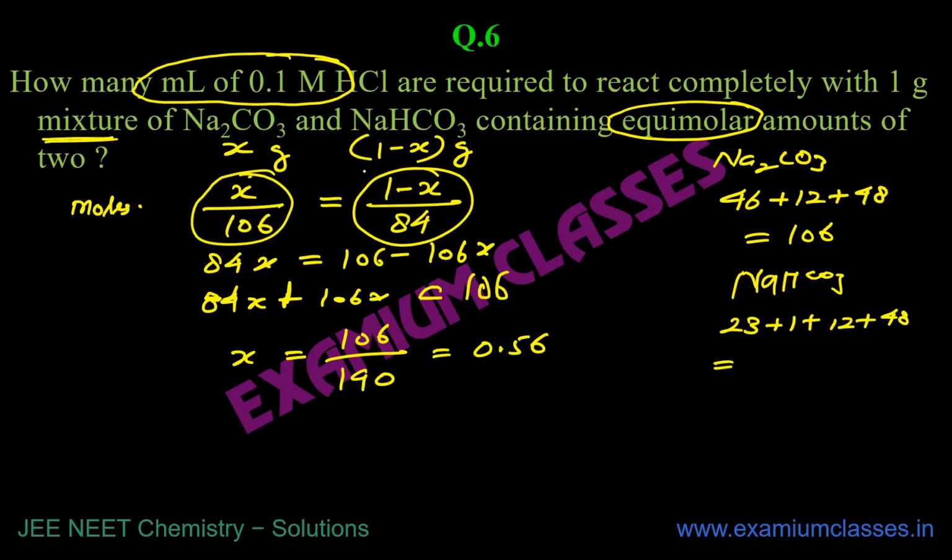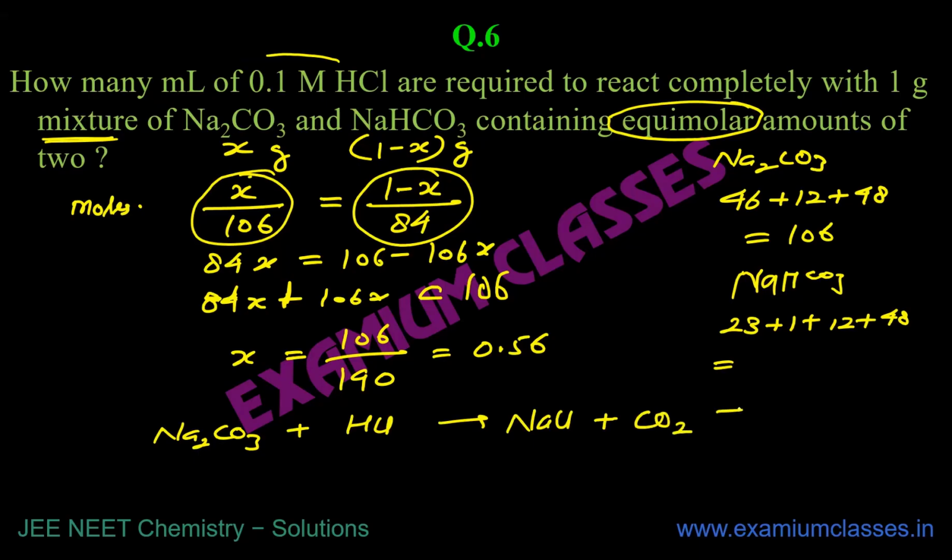And why do we need the number of moles? Because chemical reactions happen in terms of moles, not in terms of grams. So I'm writing the reactions first so that you understand why I am calculating the moles. This HCl will react with Na2CO3. Sodium carbonate will react with HCl. It will produce NaCl plus CO2 plus H2O.